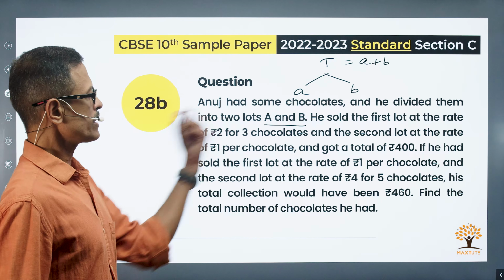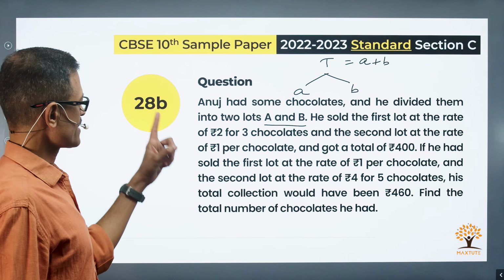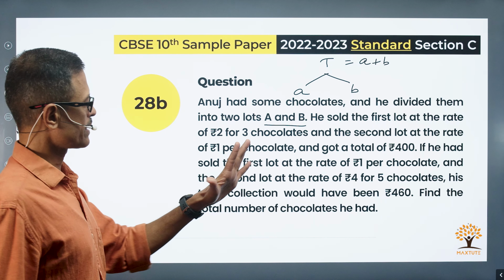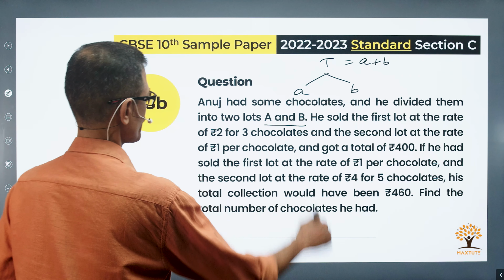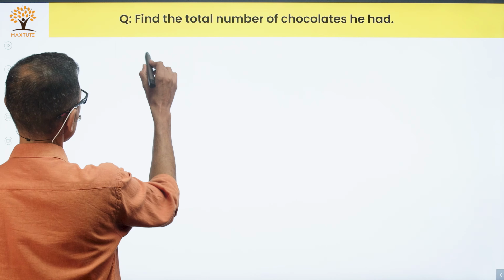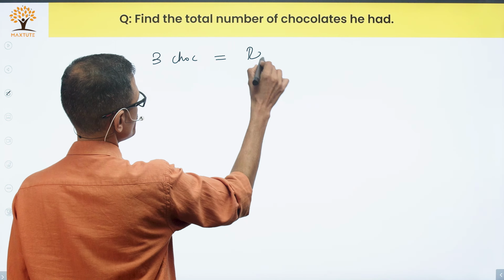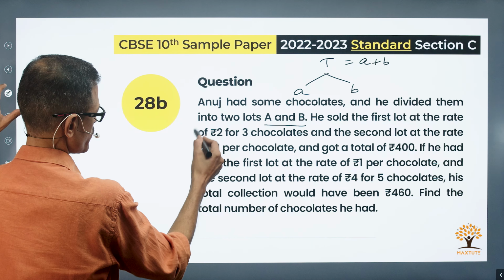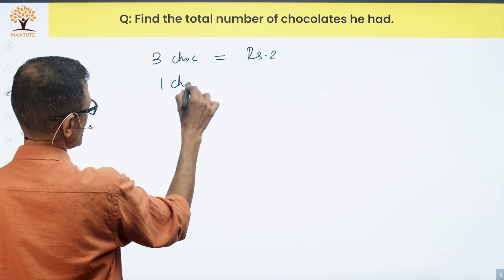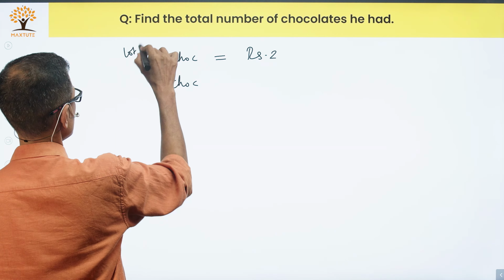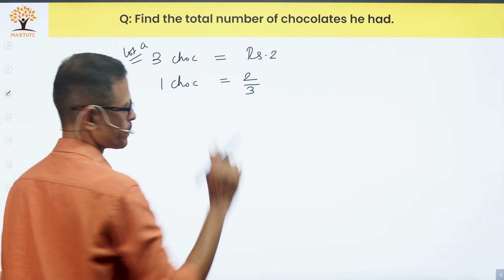He sold the first lot at the rate of rupees 2 for 3 chocolates and the second lot at the rate of 1 per chocolate and got a total of 400. Let's frame an equation for it. So here 2 for 3 chocolates were sold for rupees 2, right? He sold rupees 2 for 3 chocolates. So one chocolate, this is lot A, would have been sold for 2 by 3 rupees.